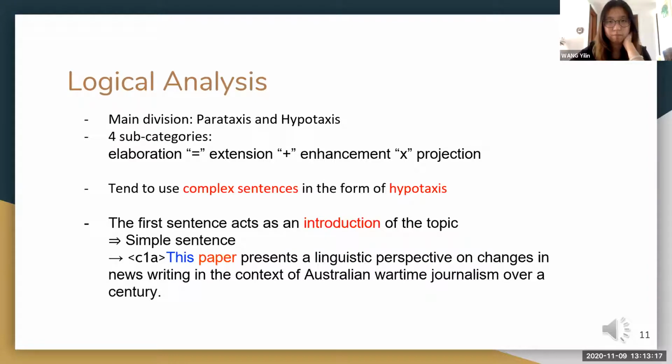For the first sentence, it is the only simple sentence in the abstract. The reason behind this may be its function. It is used as an introduction of the whole paper, so the author may want to keep it concise.